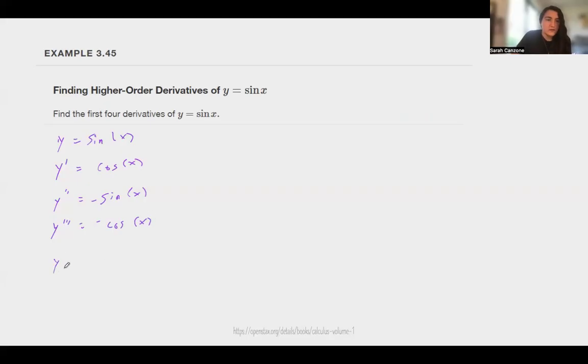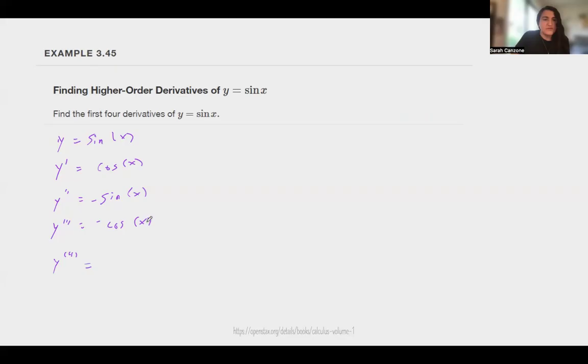Not too bad. Now, once we get to the fourth, we typically don't like to use four little tick marks. So we'll just write 4 in parentheses, y to the (4). And again, that's not y to the 4th power. That's y to the 4th derivative. So we're taking the 4th derivative.